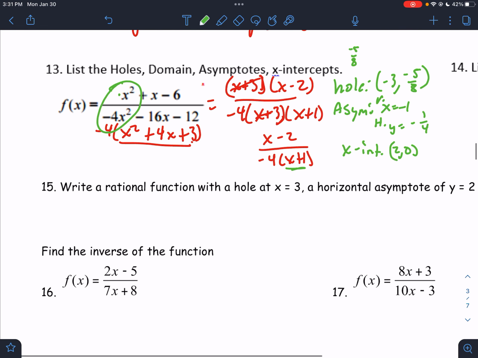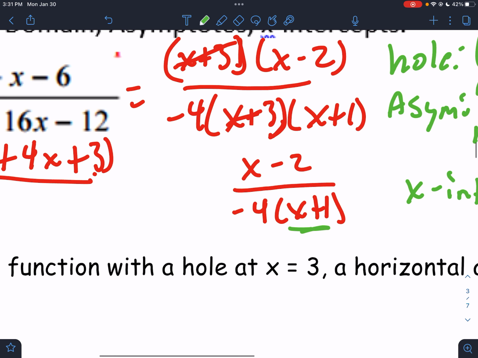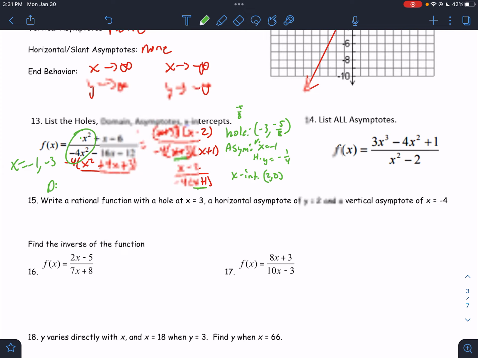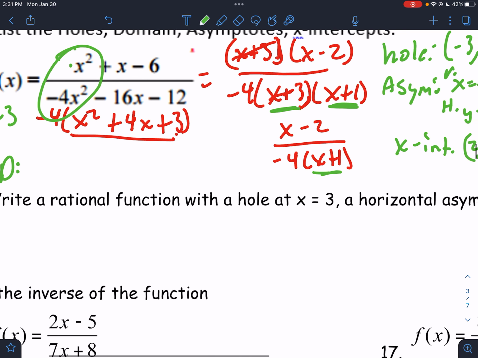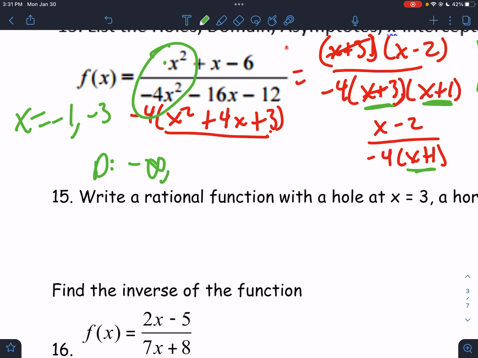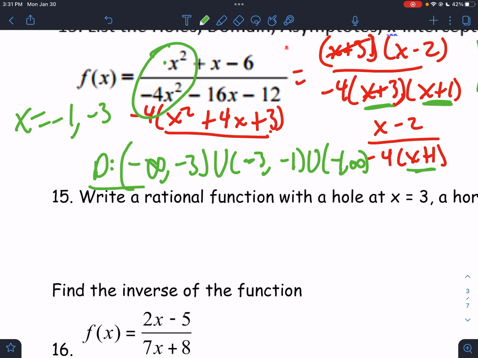And then we can do domain. So the domain at the end of the day, so where does it not work? It doesn't work at -1. It doesn't work at -3. Right? -1 and -3 both break this situation. So it's negative infinity to -3. Union, we pick back up at -3. We end at -1. Union, we pick up at -1. And we go to infinity.